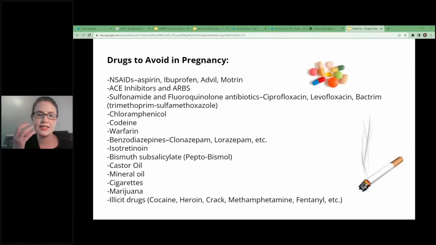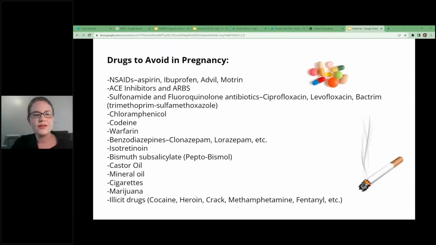It causes face, eye, ear, skull, central nervous system, heart, thymus, all kinds of problems. And these kids tend to grow up to have lower IQs, so we do not use it. Bismuth subsalicylate or Pepto-Bismol, also don't use that. That increases the risk of bleeding problems.